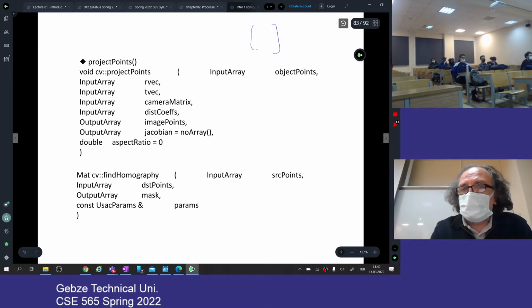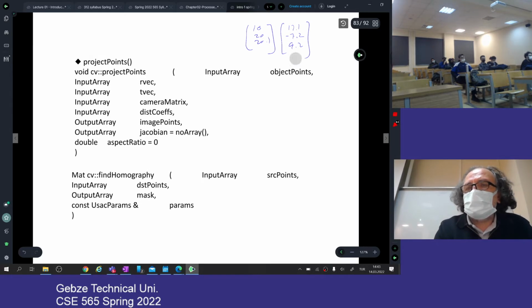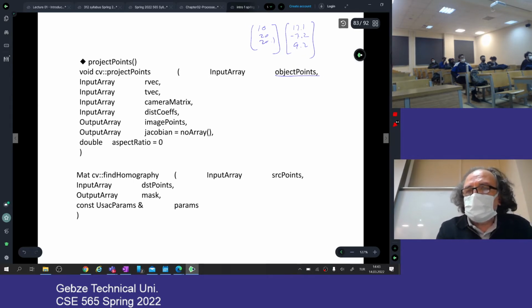My first point is, for example, 10, 20, 20.1, and my second point is 12.1, minus 7.2, 9.2, etc. These are my three-dimensional points. I give them as object points. Then I will give you my rotation vector, translation vector, and the camera matrix.